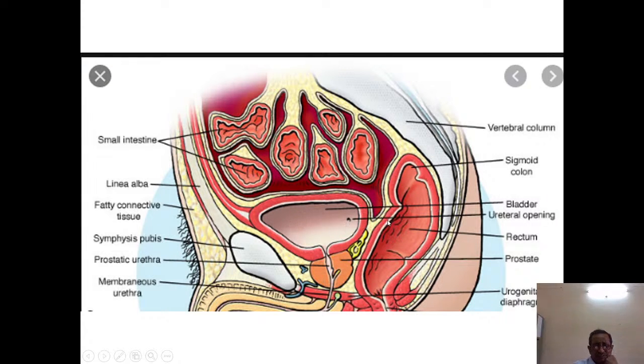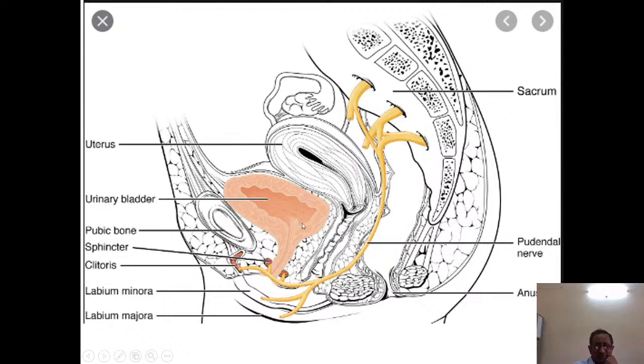Then the posterior surface: the upper part is related to the rectovesical pouch, that is between the rectum and bladder, whereas the lower part is related to the seminal vesicles and part of the ureter. And the superior surface is covered by the peritoneum and is related to the coils of intestine in male, whereas in female the posterior surface is in relation with the upper part of the vagina and lower part of the uterus and cervix, and the superior surface is in relation to the anteverted uterus, that means the body of the anteverted uterus.